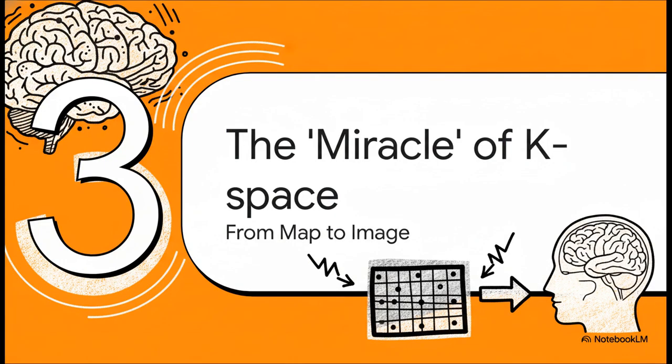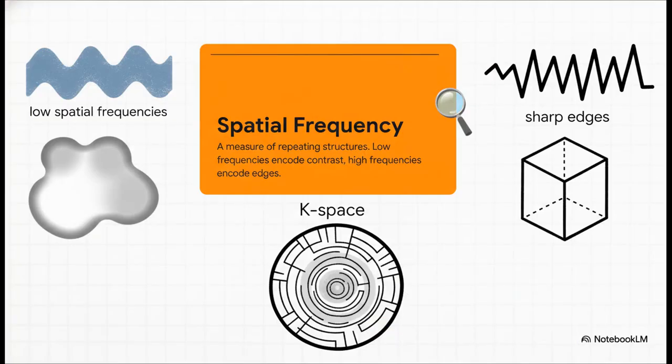All right, final piece of the puzzle. We have our beautifully organized blueprint of contrast and detailed data. How do we actually build the house? How does the computer translate this map into the anatomical image that we can actually look at? To get this, we just need one term: spatial frequency. Here's an easy way to think about it.